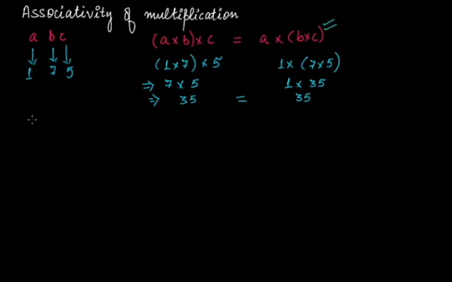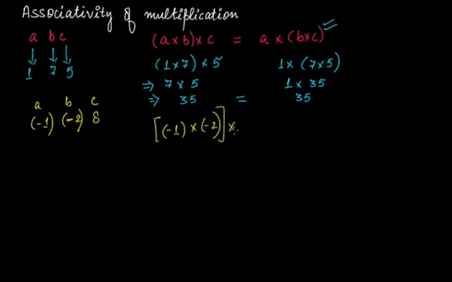Now suppose a is -1, b is -2, and c is 8, simple 8. Okay? This is a, this is b, and this is c. Now check it for this one. So a times b will be -1 times -2 and then 8, and for this one it will be -1 times -2 times 8.